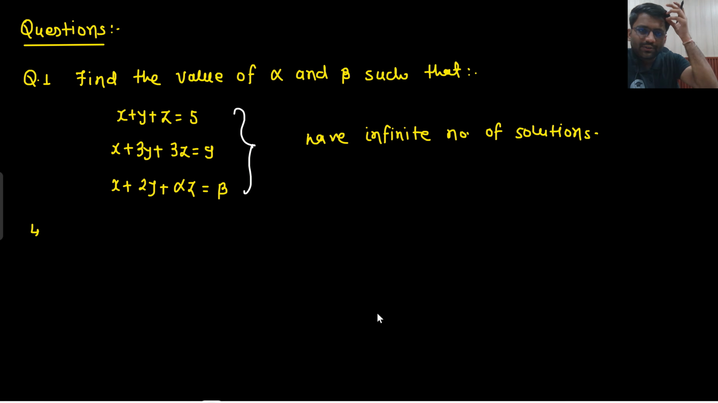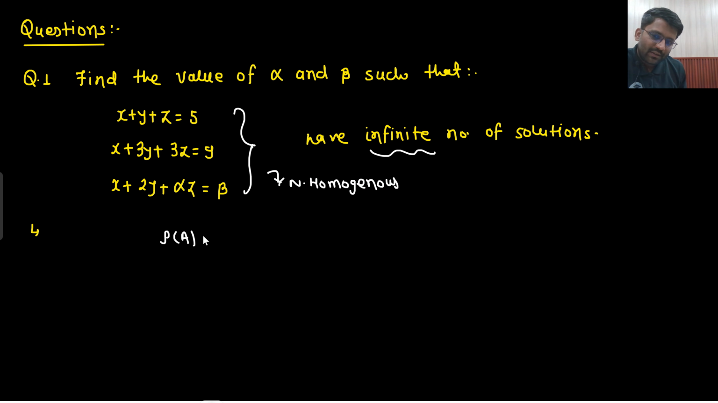Welcome back. Did you try this question? What do we need to do? First, we need to see what kind of equation it is. Is it homogeneous or non-homogeneous? It is a non-homogeneous equation. We want an infinite number of solutions. What does that mean? The rank of A should be equal to the rank of A augmented B, because we want some solutions, but we want infinitely many. That means it should be less than the number of variables. How many variables do we have? X, Y, Z: 3 variables. So rank of A equals rank of A augmented B should be less than 3.